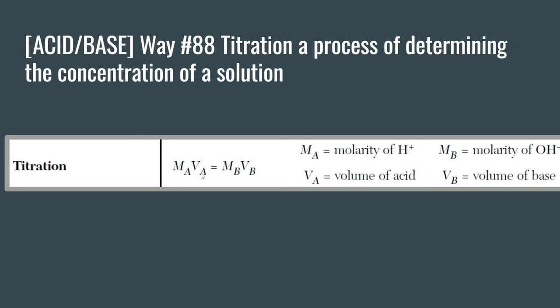Now you remember from the molarity equation that moles is equal to molarity times volume. So if you use the formula MA times VA equals MB times VB, you can easily figure out what the unknown concentration of an acid or a base is when you're given the three other variables within a solution. So you're going to use this equation throughout these titration problems, and I'll show you how it's done.